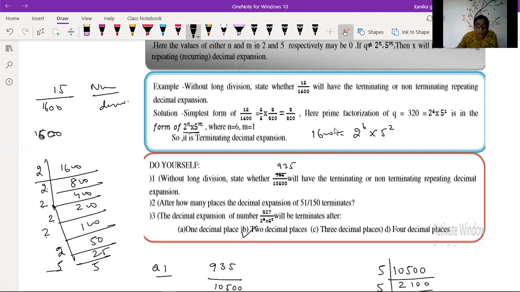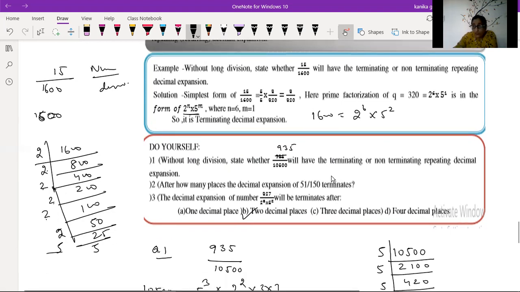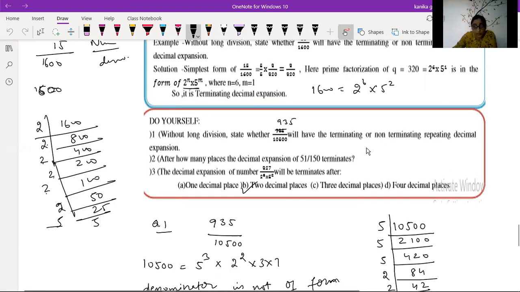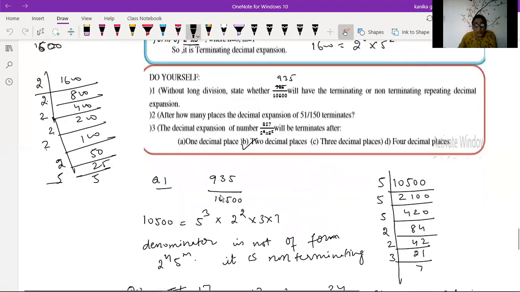Now next, some questions are given to you, and you have to solve them and tell whether terminating or non-terminating without reason. Now we have this number 935 over 10500. Now we have to divide it by 5. Then we get the result 2100, and again divide it by 5, we get 420. Dividing by 5, 84. Dividing by 2, 42. Dividing by 2, 21. And dividing by 3, 7.